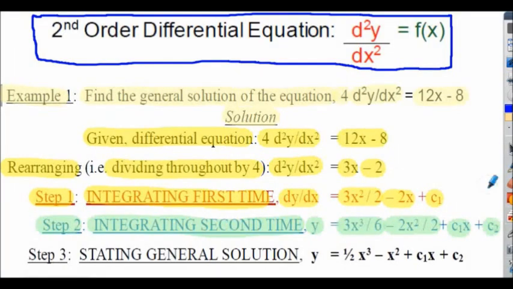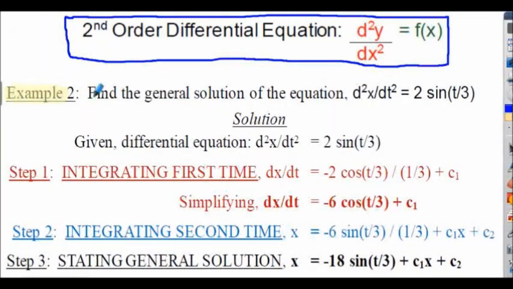Labelled that C2. In step 3, as the question stated to find the general solution, that's what we state as the final answer. So on the left hand side, y is equal to, I just tidied up the previous line, 3 divided by 6 is a half, so a half x cubed, and 2 divided by 2 of course is 1, so it's minus x squared plus c1x plus c2. So there's our full solution to example 1, finding the general solution of our differential equation of the form d2y by dx squared equals a function of x.